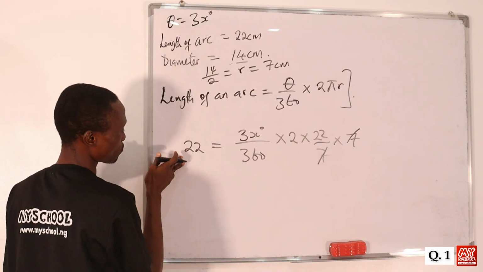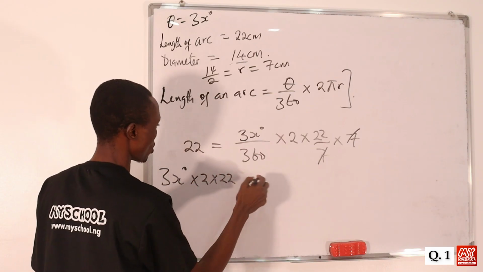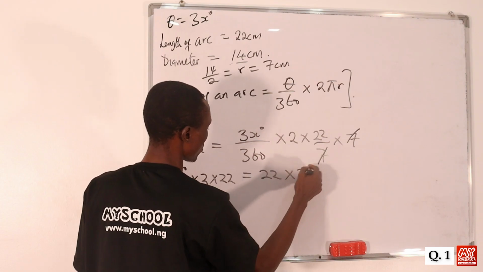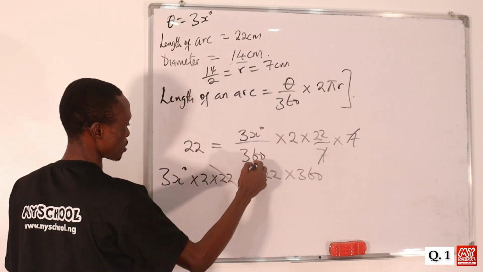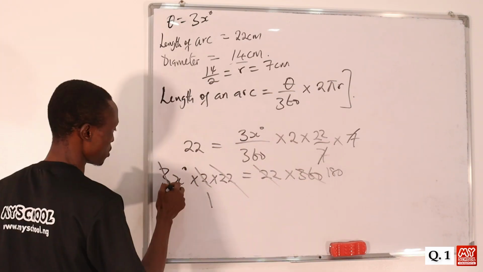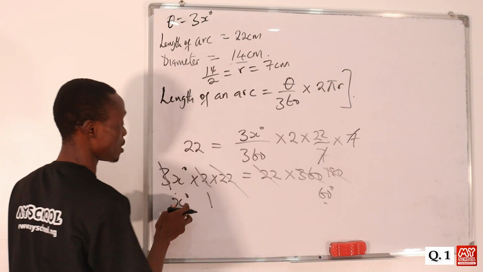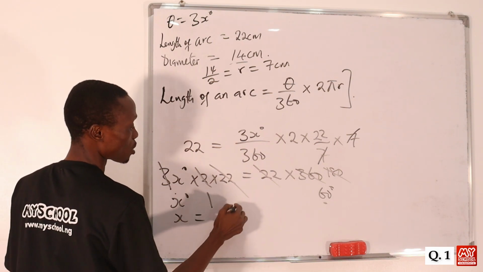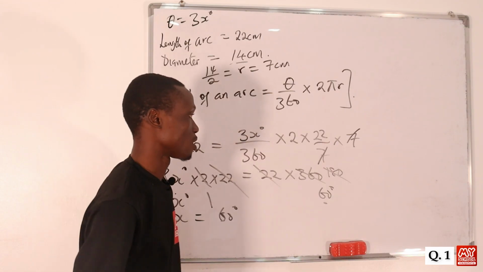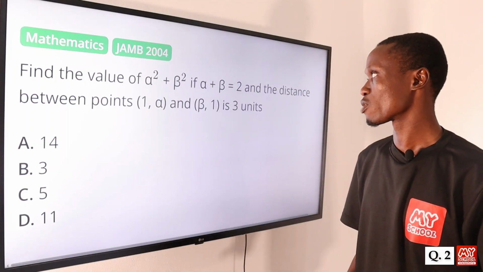So on our left hand side we'll be having 3s degrees times 2 times 22 to be equal to 22 times 360. So 22 here can take out 22, 2 here will be 1, and 2 here will be 180, 3 here will be s degrees, while 3 here will be 60 degrees. At the end of the day, s degrees is actually equal to 60 degrees. So let's return back to the screen to pick the correct answer to this question, and that is option A, 60 degrees.